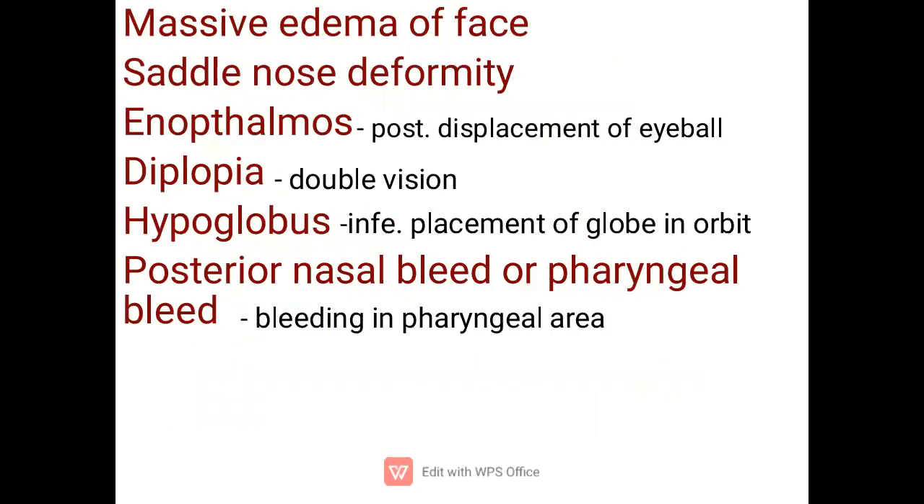Then there is saddle nose deformity. Enophthalmos, that is posterior displacement of the eyeball. Then diplopia, that is double vision. Then hypoglobus, that is inferior displacement of the globe in the orbit. Then there is posterior nasal bleed or pharyngeal bleed, that is bleeding in the pharyngeal area.